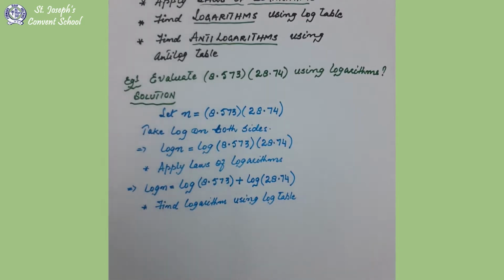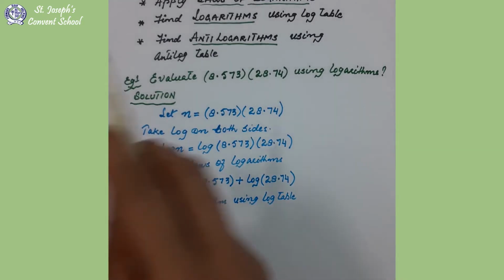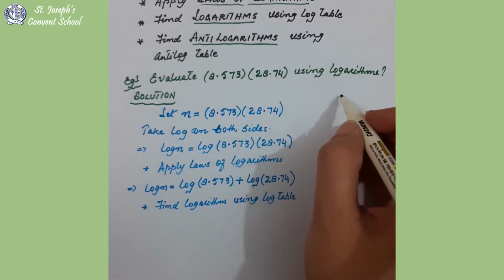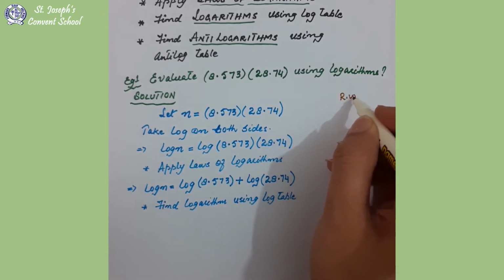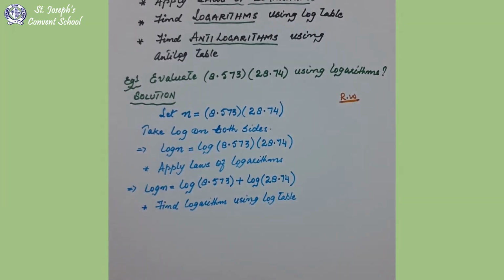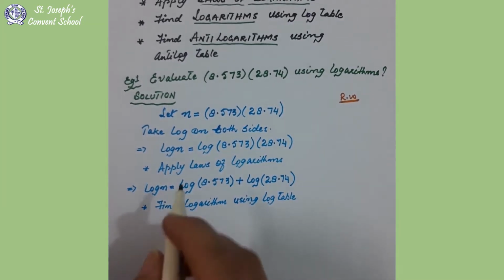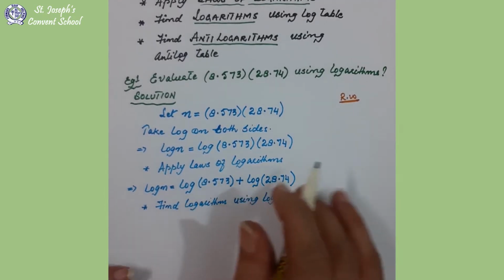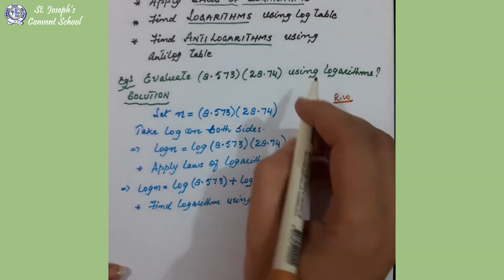So let's do it in the rough work, how to find the log of these numbers. You can do it directly also. If you have practiced it, you can do this directly. Okay, now the log of the first number, 8.573, we will find the log of this number.